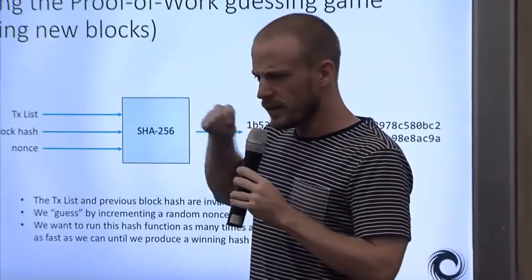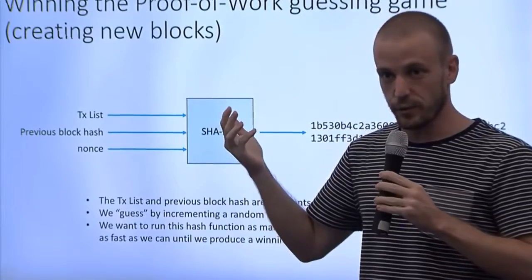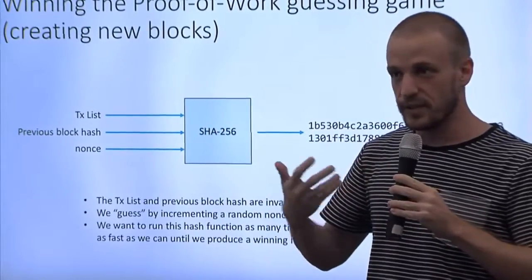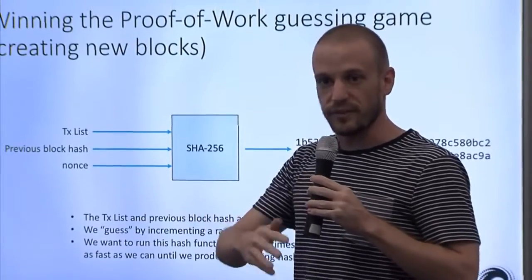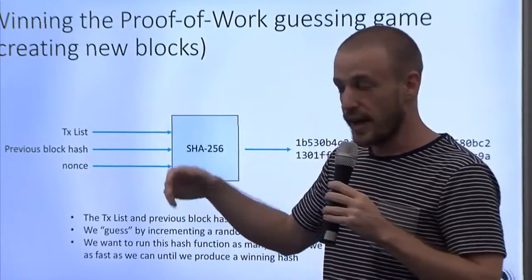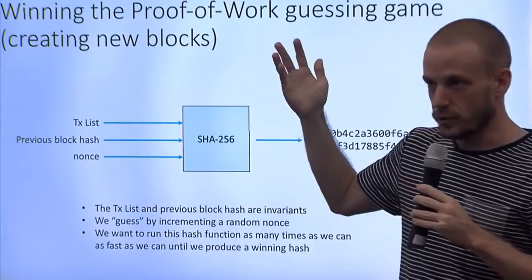So there are transactions that get broadcast on the network, right? And those are what they are. We can't really change those if we're playing the guessing game. We just have to accept them and use them. Similarly, the previous answer, we can't change what the previous answer was. It happened in the past. We just have to use that. So our nonce is what we make guesses on the basis of. That's just a random number. We can use whatever we want there.